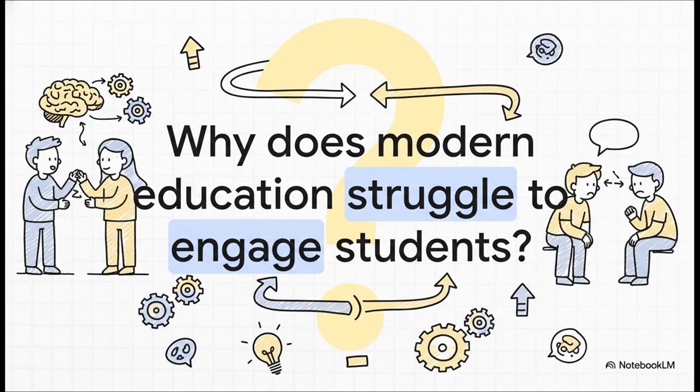So this is the central puzzle we really need to solve. If we know that connection is the secret sauce, then why are so many classrooms still filled with students who are just checked out? What are we missing here? What's the disconnect between what we know works and what's actually happening?